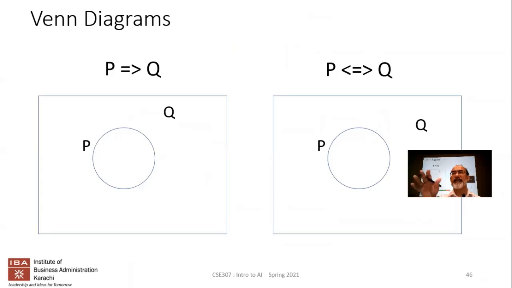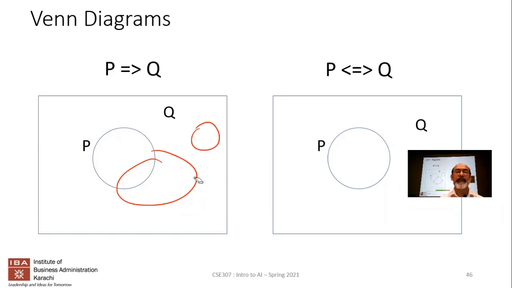Okay. So it's probably the same example. If you're saying P implies Q, then is P a subset of Q, or Q a subset of P, or are they disjoint, or are they overlapping? What does P implying Q indicate in terms of sets? So who's a subset of whom? P is a subset of Q, right?